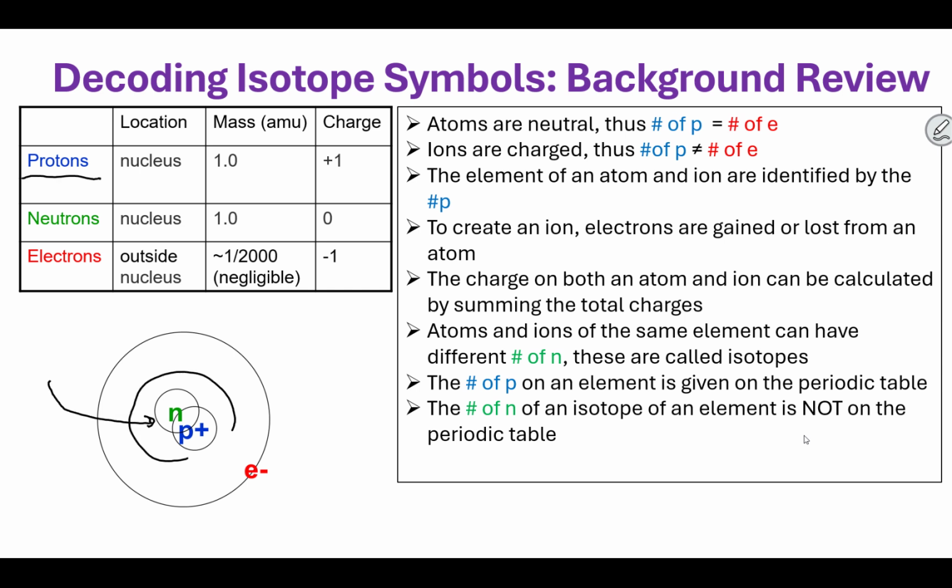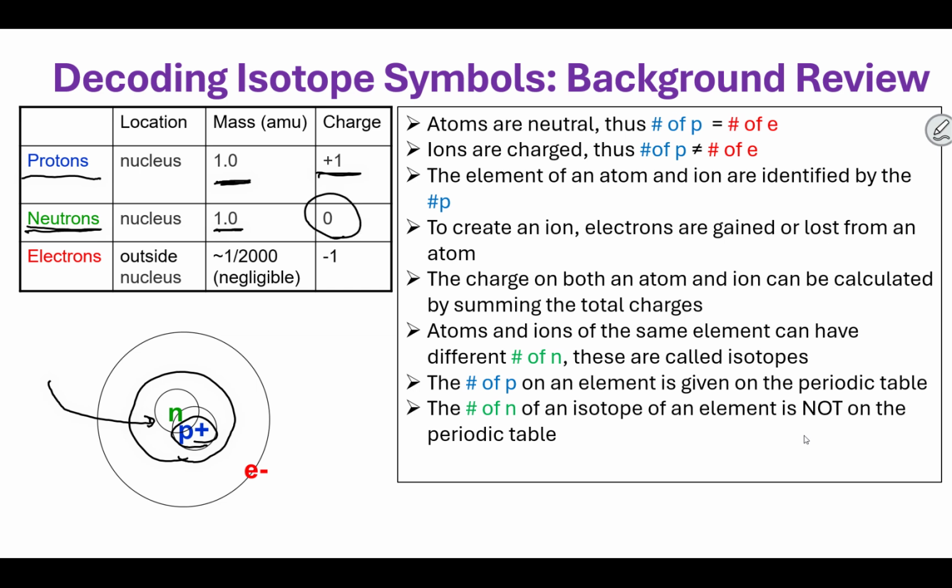Here's the nucleus here. And their mass to two significant figures is 1.0 AMU, and their charge, as indicated here, is +1. We also have neutrons inside the nucleus, and they also have a mass to two significant figures of 1.0 AMU, and they're neutral, so their charge is 0.